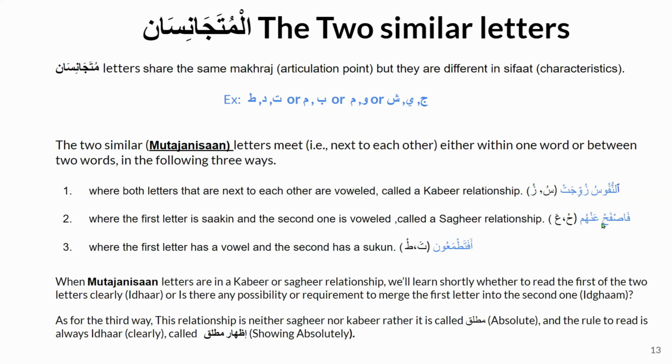fasfah anhum, where letter ha and letter ain, both of them are coming from the same makhraj. They are coming from the middle of the throat, but their sifat are different. Ha is a letter of hams, and ain is a letter of jahar. Ha is a letter of rakhawa, while ain is a letter of tawassut or bayniya. The first one is sakin and the second one is mutaharrik. This is considered as mutajaanisaan saghir relationship.